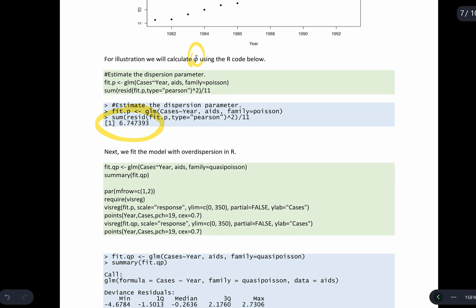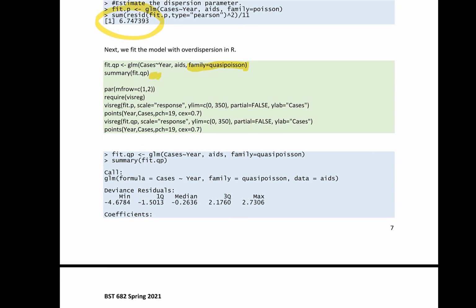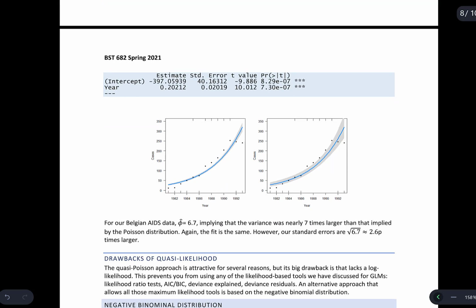So next, if we fit the model with the over dispersion, notice here now we're going to have family equals quasi-Poisson. And then we have that summary here for the quasi-Poisson, and that is down here. All right, and so here is the comparison of a plot of the two different fits where we have the number of cases on the y-axis and year on the x-axis.